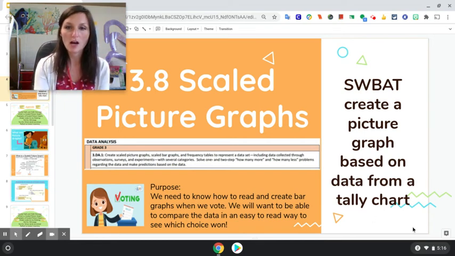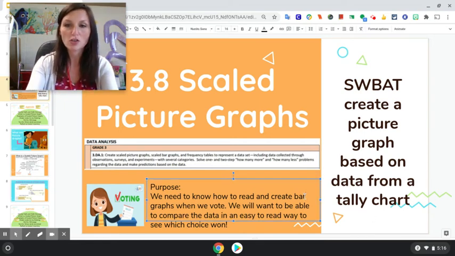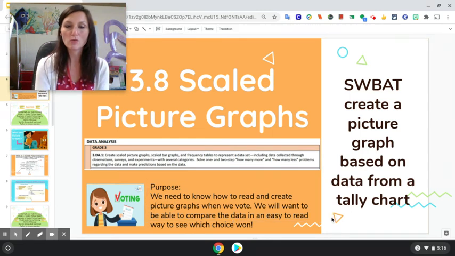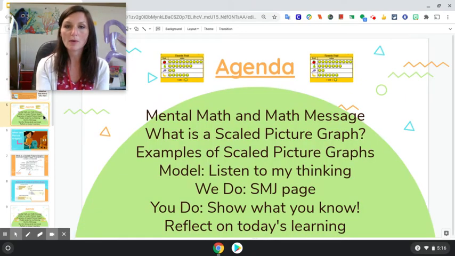Okay, again, this is something that we can use just like a bar graph. It's just another way to see these things. So just like with our voting, right, we want to be able to see that bar. Well, here we're going to want to be able to see those pictures. So today we're going to talk about what a scaled picture graph is. I'm going to show you some examples.